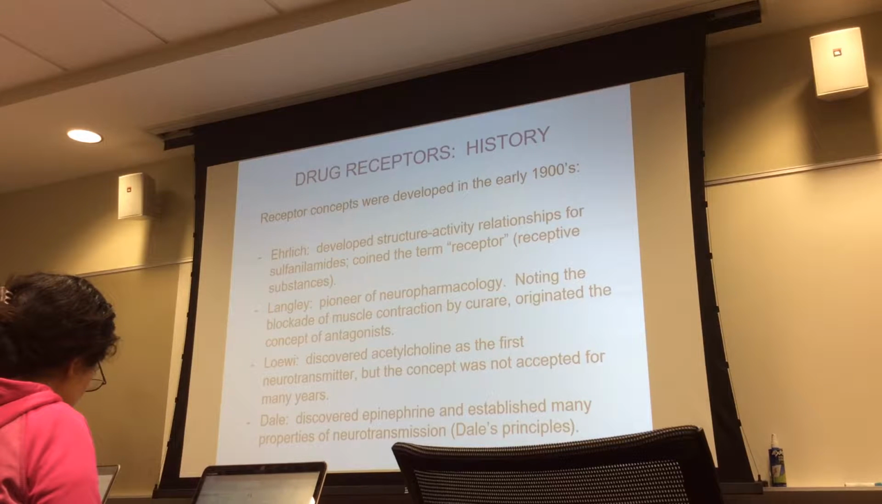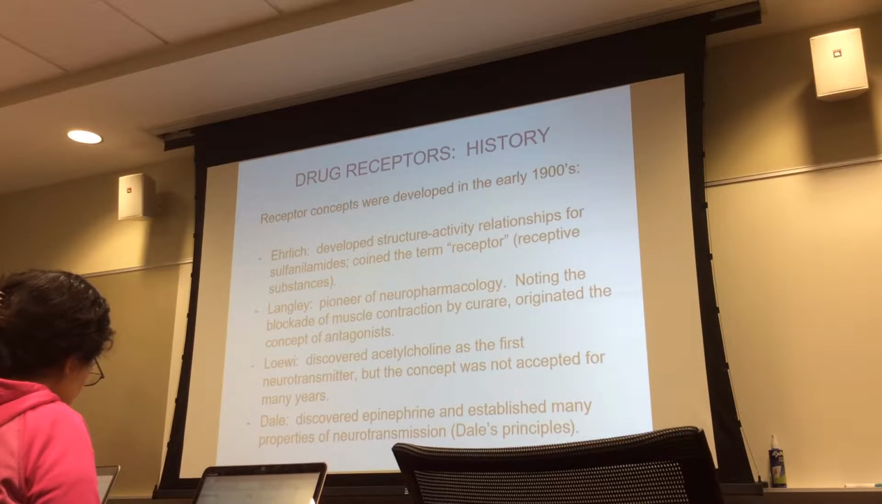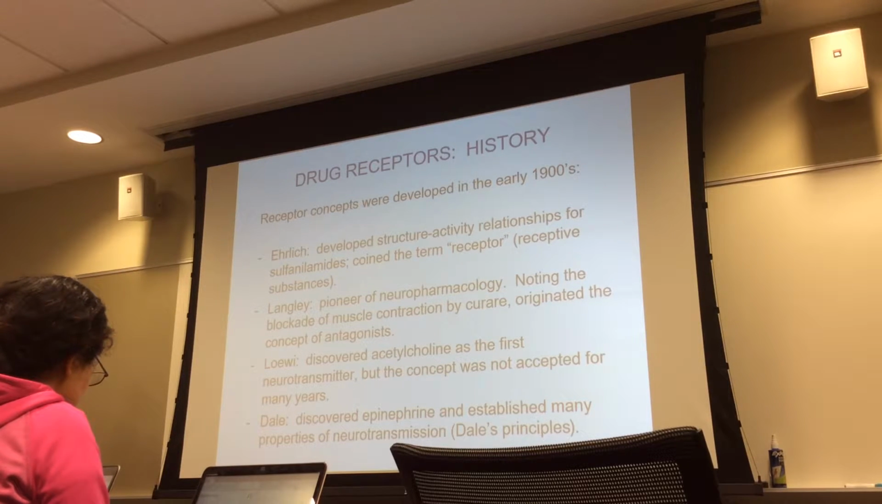So, in simple terms, pharmacodynamics is the interaction between a receptor and a drug. The drug has to bind to the receptor to make its action, and what happens next is defined under pharmacodynamics. The concept of the receptor itself was developed in the early 1900s by Ehrlich, who developed a structure-activity relationship for sulfonamides and coined the term receptor, because he called them receptive substances, which supposedly bind to the drug you're giving and do something.